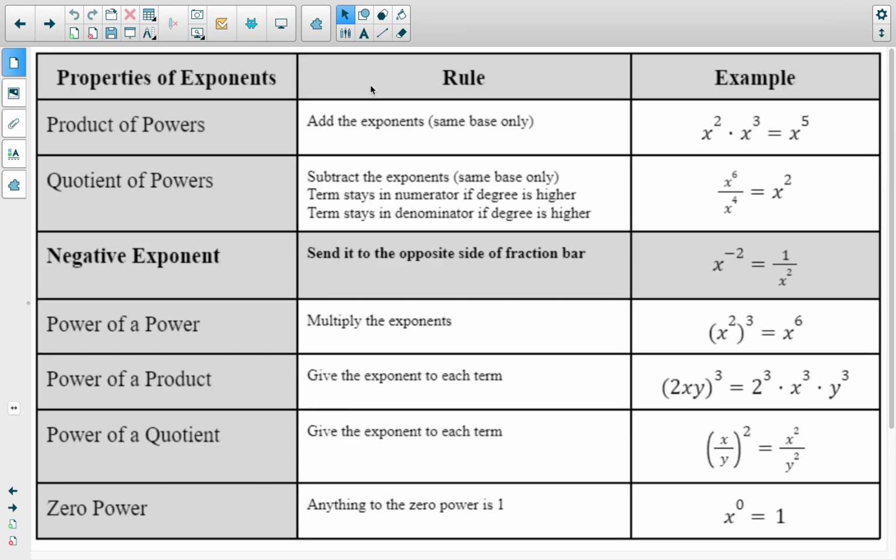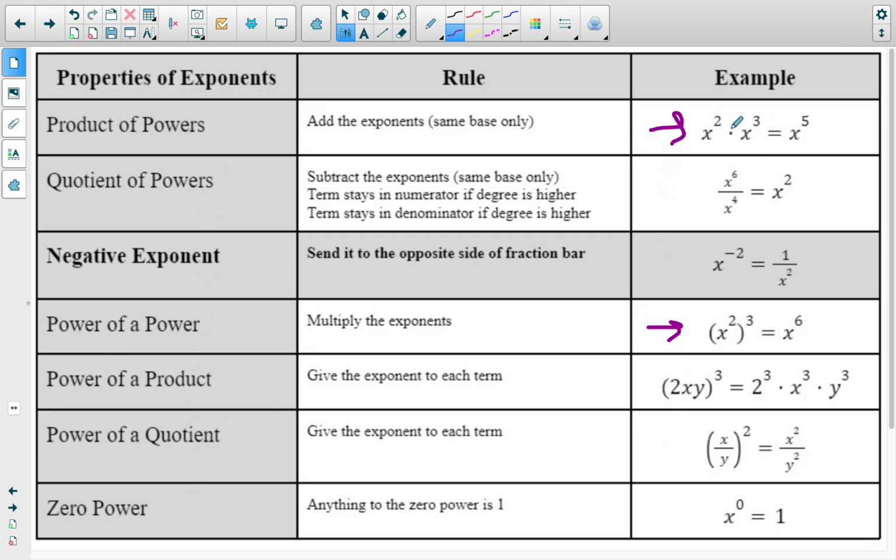Okay, so our rules are going to be the same, right? We have product of powers, quotient of powers, negative exponent, power of a power, power of a product, power of a quotient, and the zero power. Okay, so these are all the same. You can see examples here, keeping in mind that the product of powers and the power of a power are often confused. Just so you know, you don't need to know these names. You just need to be able to use them.